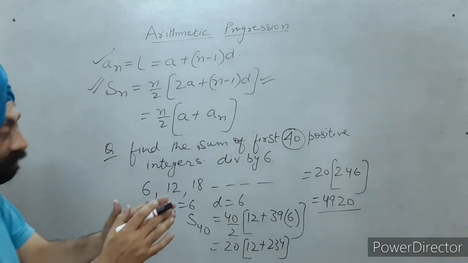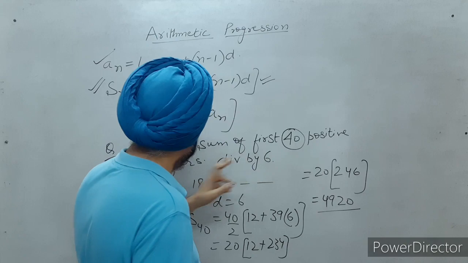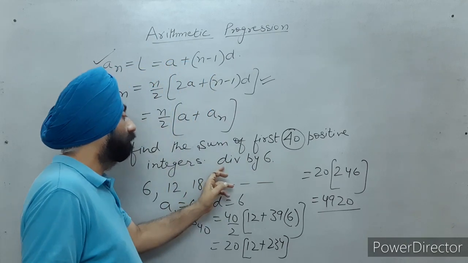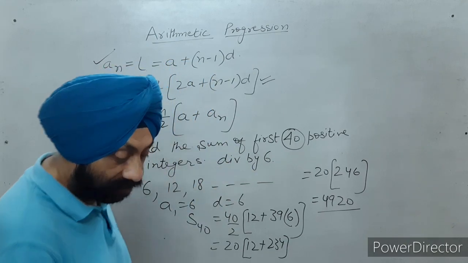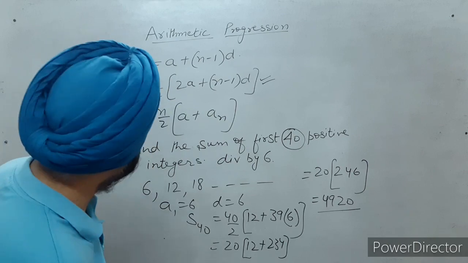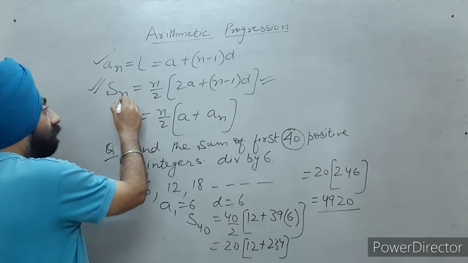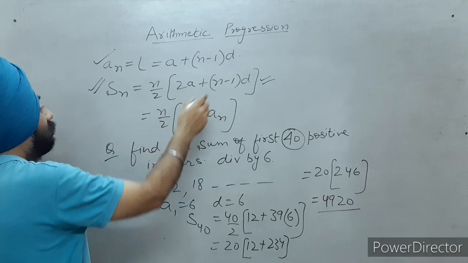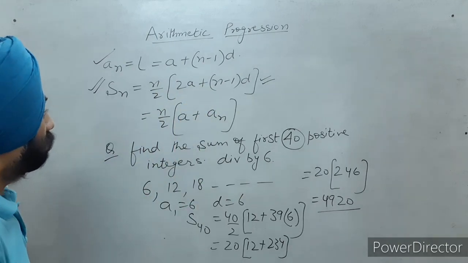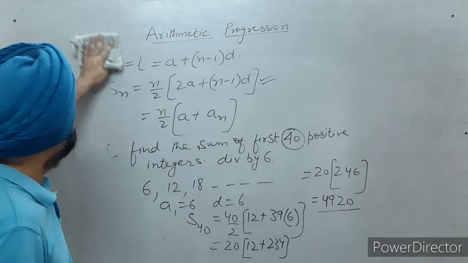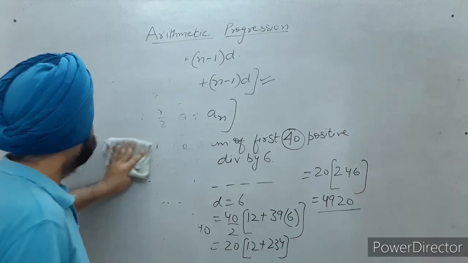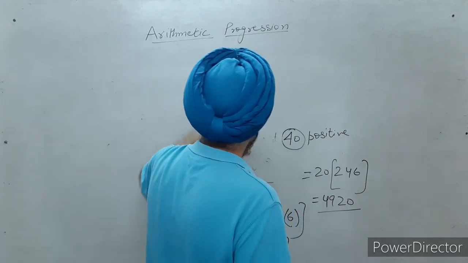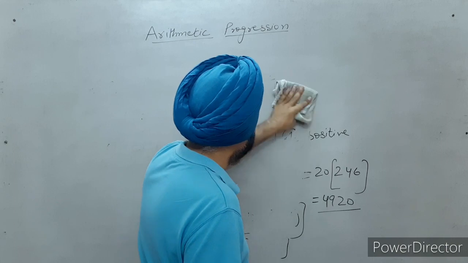4920 is the sum of 40 positive integers which are divisible by 6. Now the only formula I have used is Sn, sum of n terms is n by 2, 2a plus n minus 1 into d. Right? Now another sum based on sum of n terms of an AP.